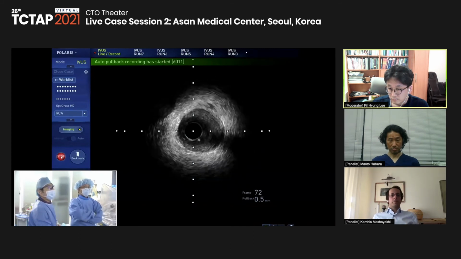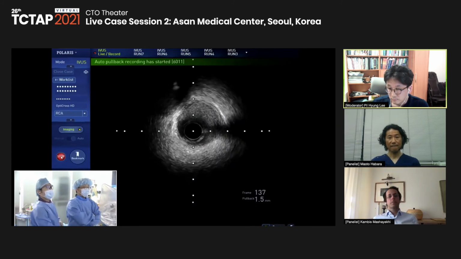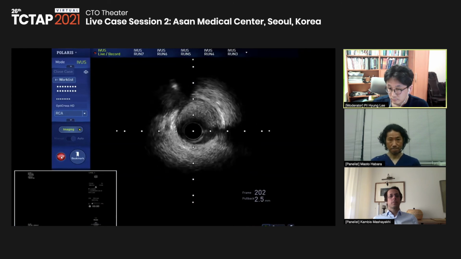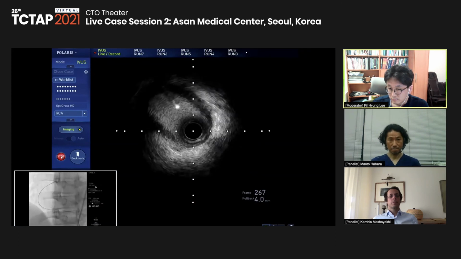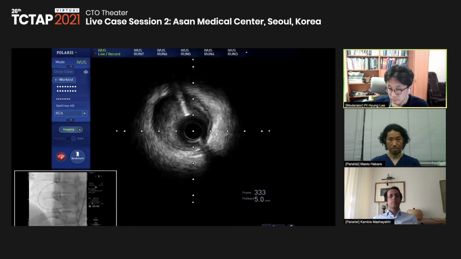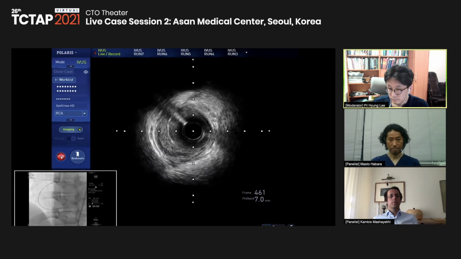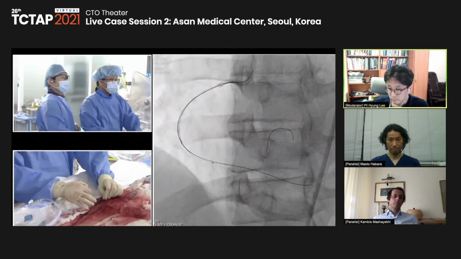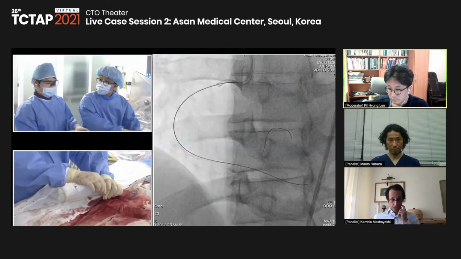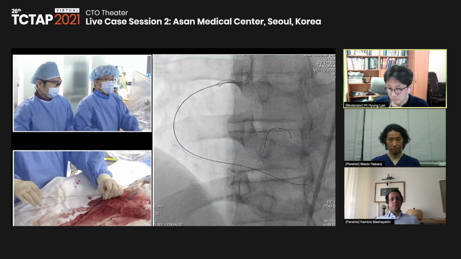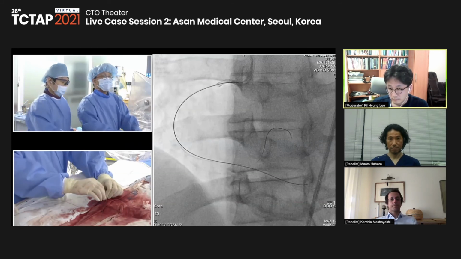Yeah, 2.75 at the posterior lateral branch. Okay, the orifice of the PDA is relatively good. Okay, good. So I think maybe I would choose a 3.0 stent. 38.